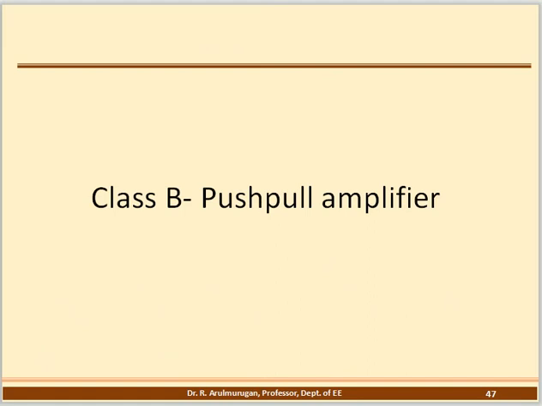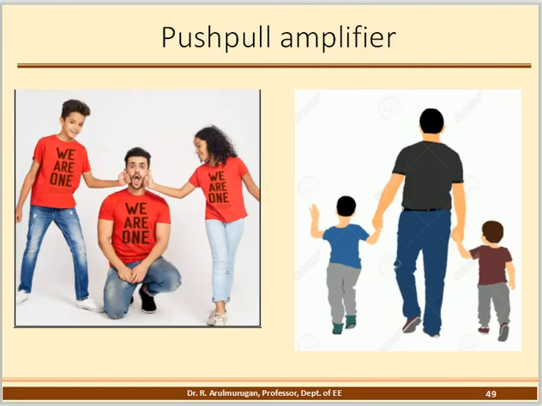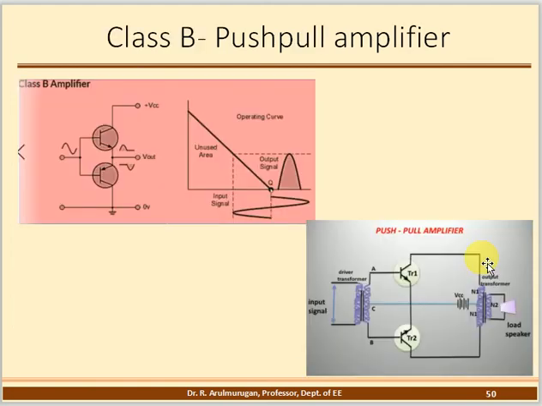The next one is the push-pull amplifier. See, this type of method. The father is touching one person's right hand and another person's left hand, like that, connected. There are two transistors. You can take NPN transistors or PNP transistors, the same NPN or PNP for both, or NPN and PNP, vice versa.